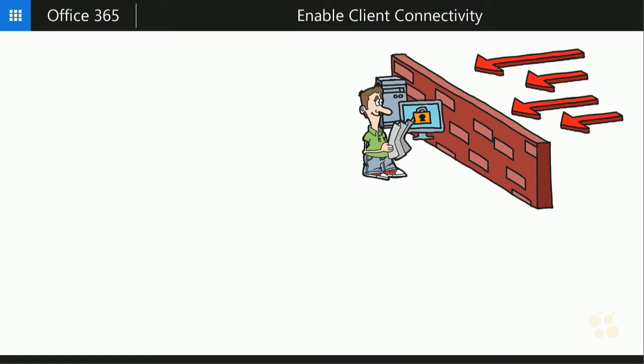Well, client connectivity is a little bit different. Client connectivity is all about allowing the users inside of your organization to access Office 365 on the web. If you have anything more than a trivial enterprise security setup, this is going to require a few steps, some different tests, and some diagnostics to ensure that you're appropriately set up to connect to the Office 365 services.